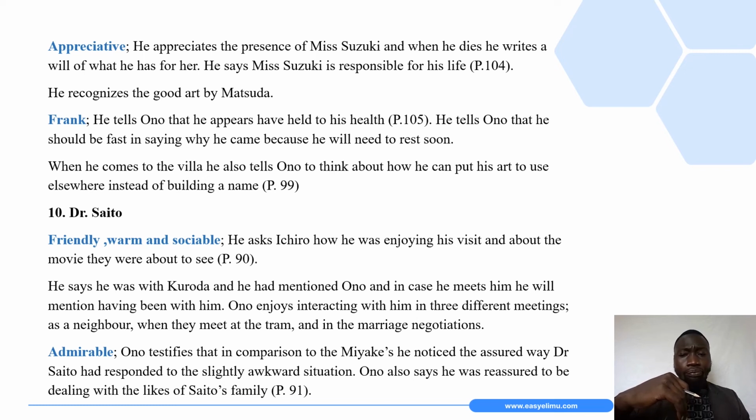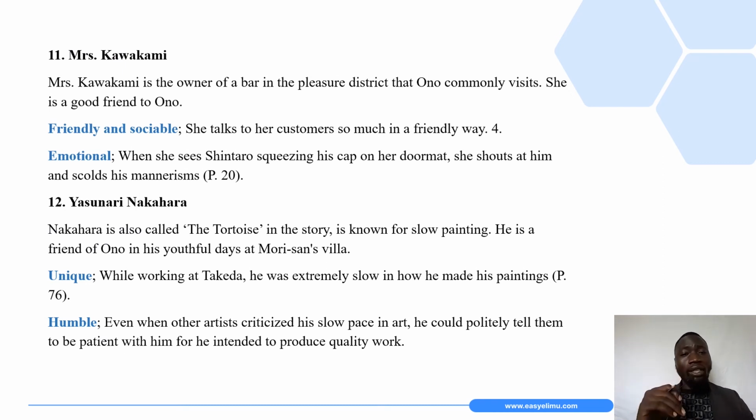So Ono also enjoys interacting with him in 3 different meetings. That is as a neighbor, when they meet at the tram, and in the marriage negotiations. So Dr. Saito is also admirable. Ono testifies that in comparison to the Miyakes, he noticed the assured way Dr. Saito had responded to the slightly awkward situation. And he also says that he was reassured to be dealing with the likes of Saito's family.